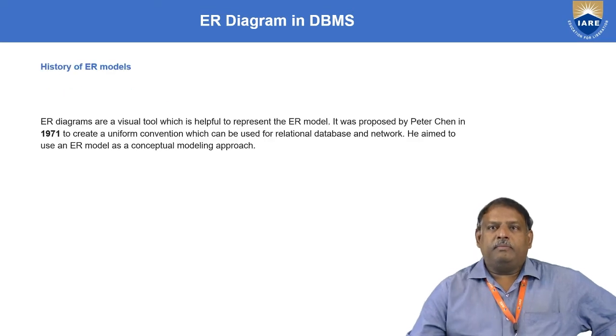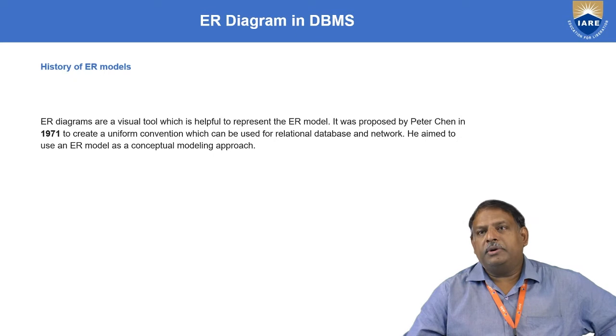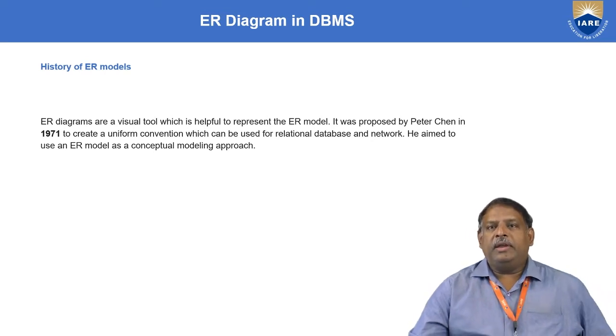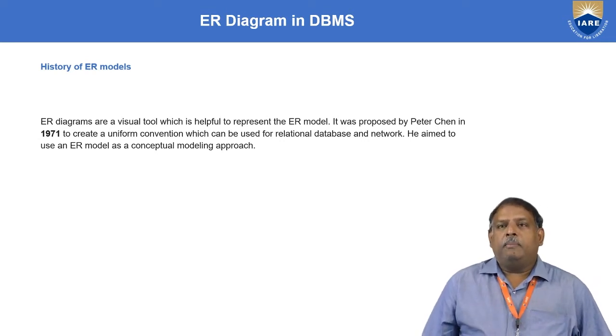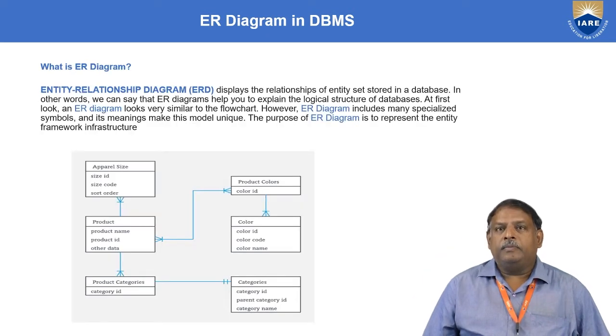So we have to analyze requirements very carefully before we start actually creating tables and so on. Okay. History of ER models. The ER diagrams are visual tools which are helpful to represent the ER model. It was proposed by Peter Chen in 1971 to create a uniform convention which can be used for relational databases and networks. He aimed to use an ER model as a conceptual modeling approach. This is the history of ER models.